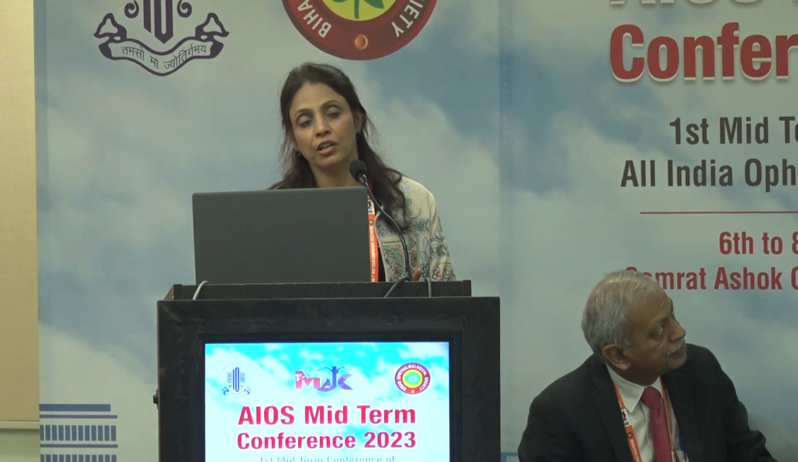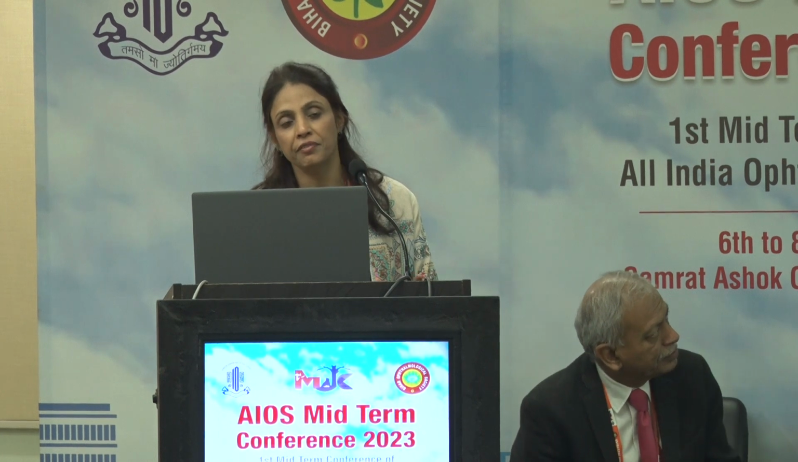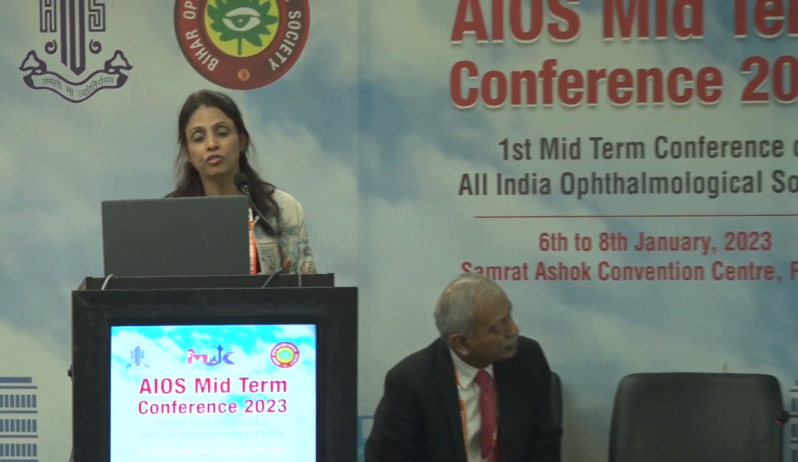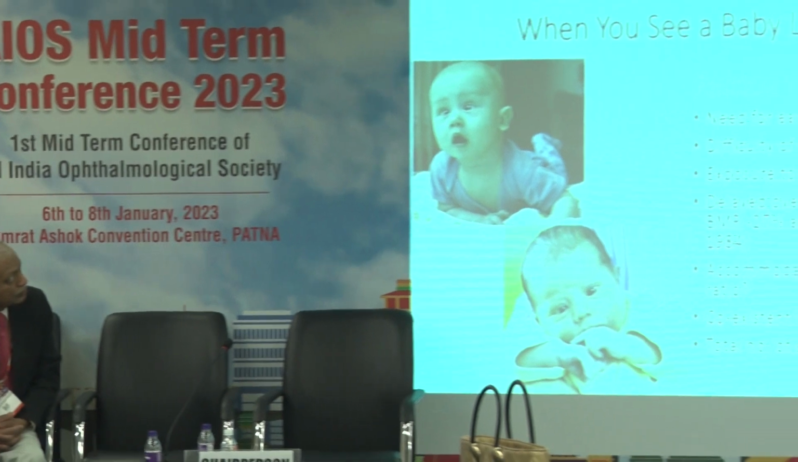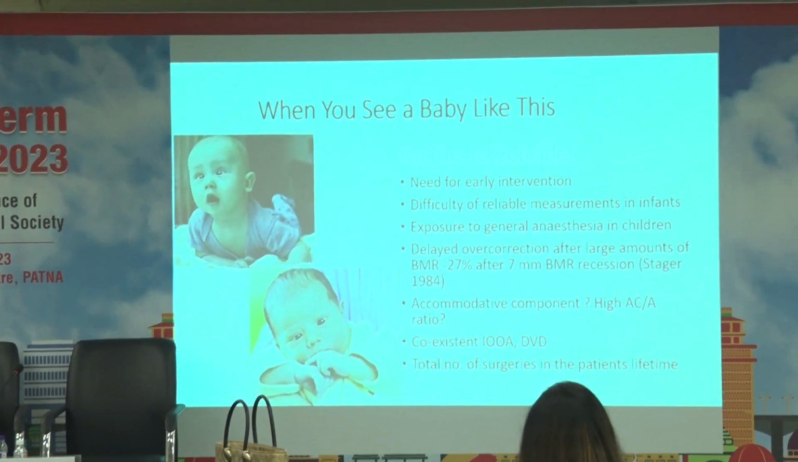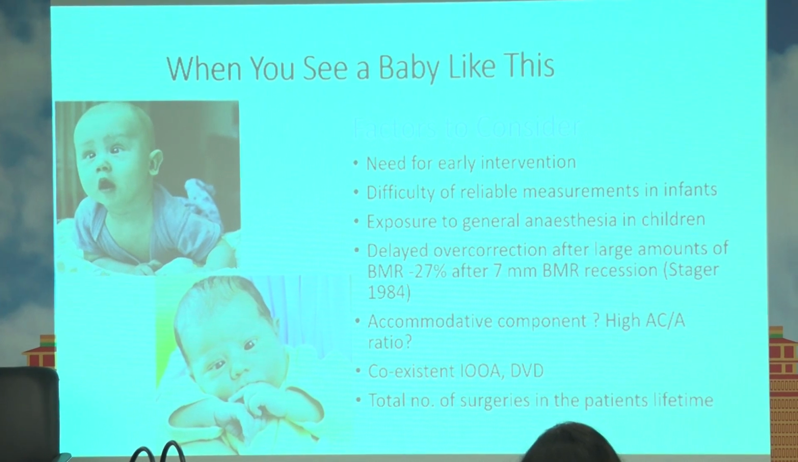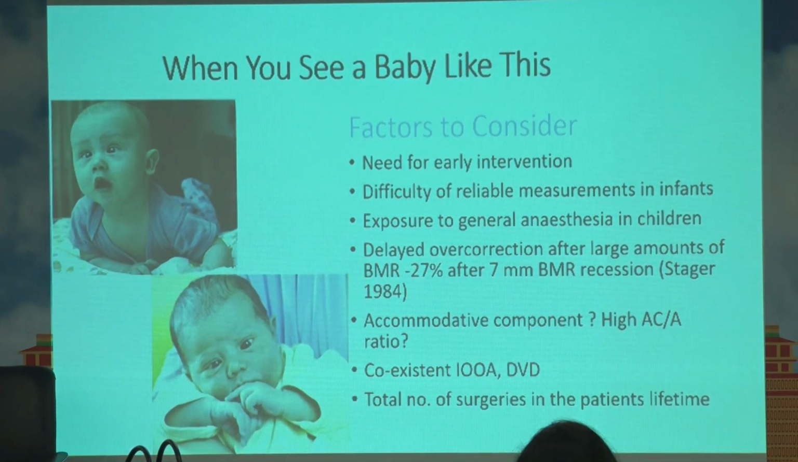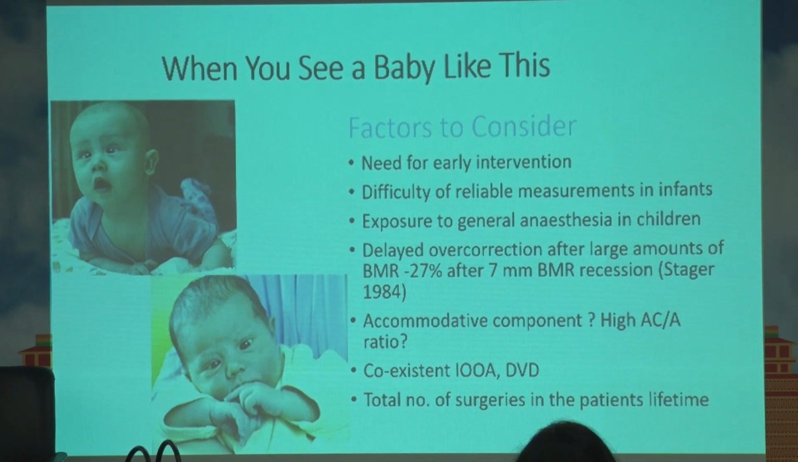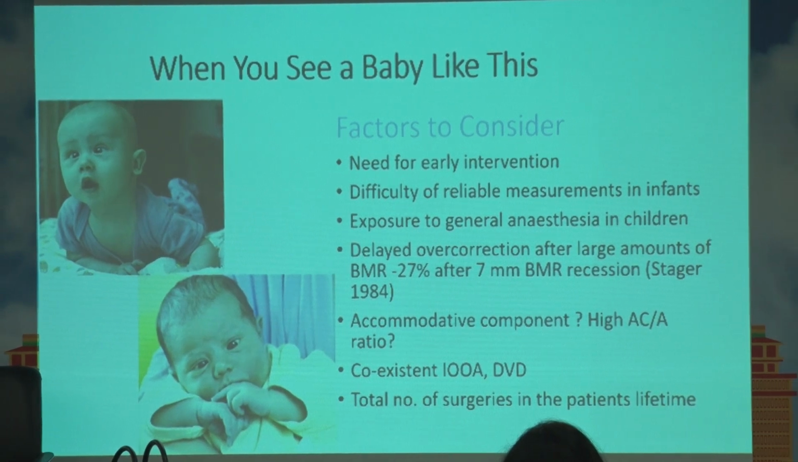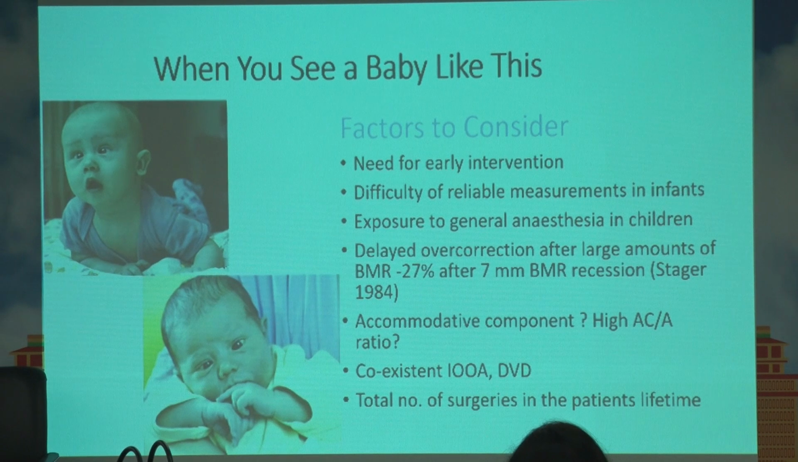And we have to be careful because this is a period when the exposure to general anesthesia matters. A lot of studies have said that the larger the number of exposures and the longer the time of exposures, all these are very, very harmful for the brain of the developing child. And also we have to look for delayed overcorrections, especially if we are doing large amounts of surgery in these children. So that is another thing which is to be taken care of.